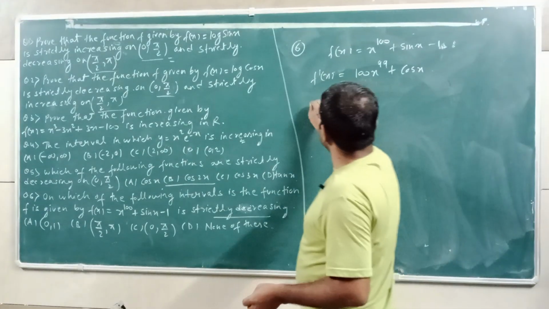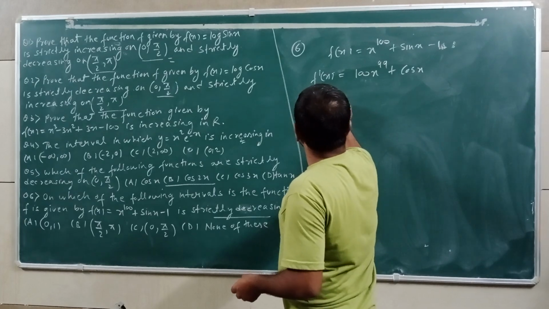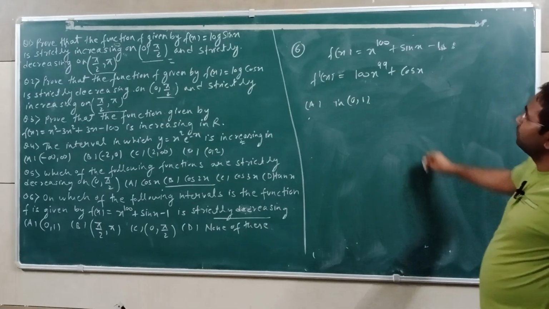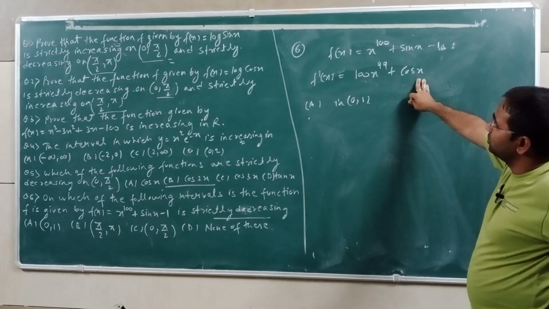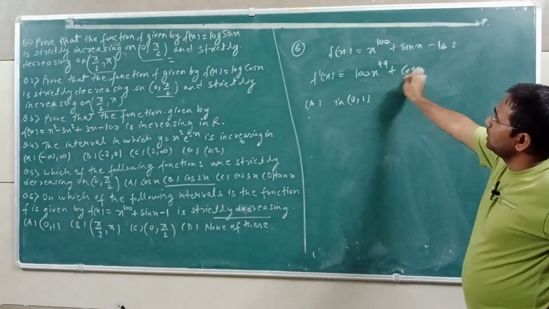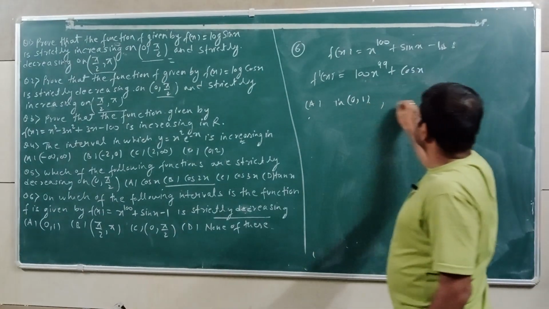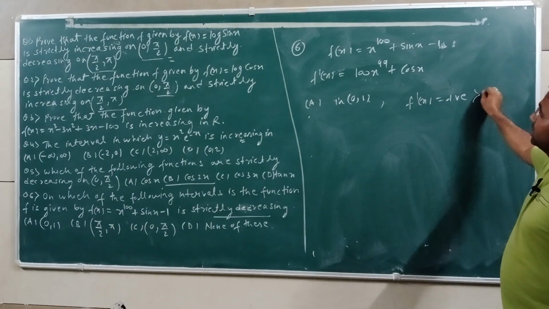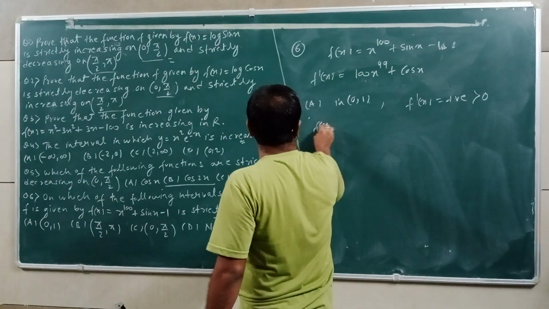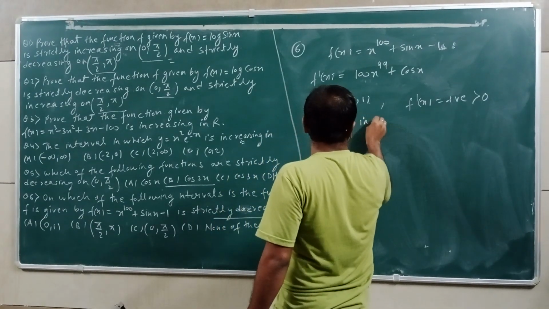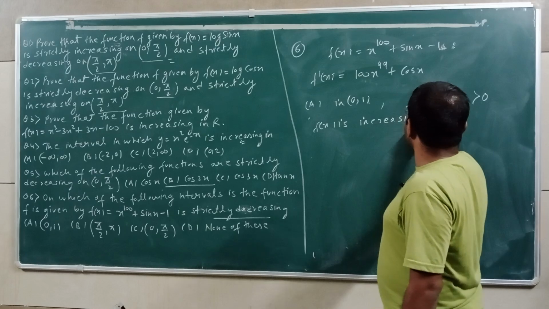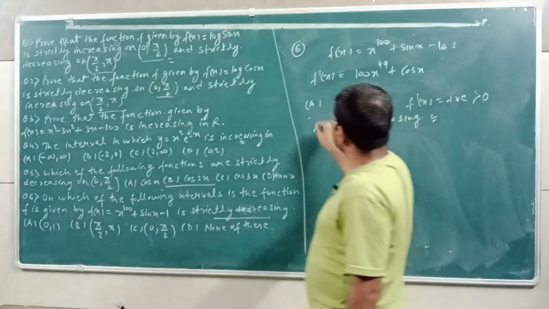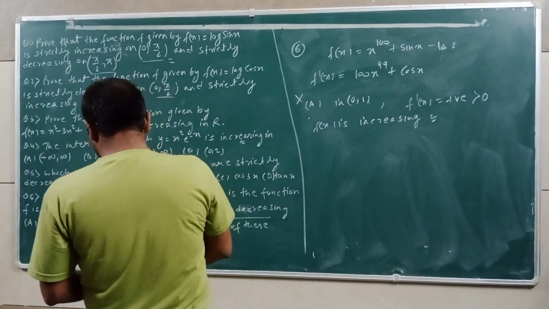Okay, now we have to check. The first one is the interval 0 comma 1. If you put 0 in place of x, then 1 will come, means all values will be positive. In this interval f dash x will give a positive value, greater than 0, then you can say that f(x) is increasing. If f dash is greater than 0, then f(x) is increasing. It means this option will not be the answer of the sixth one.